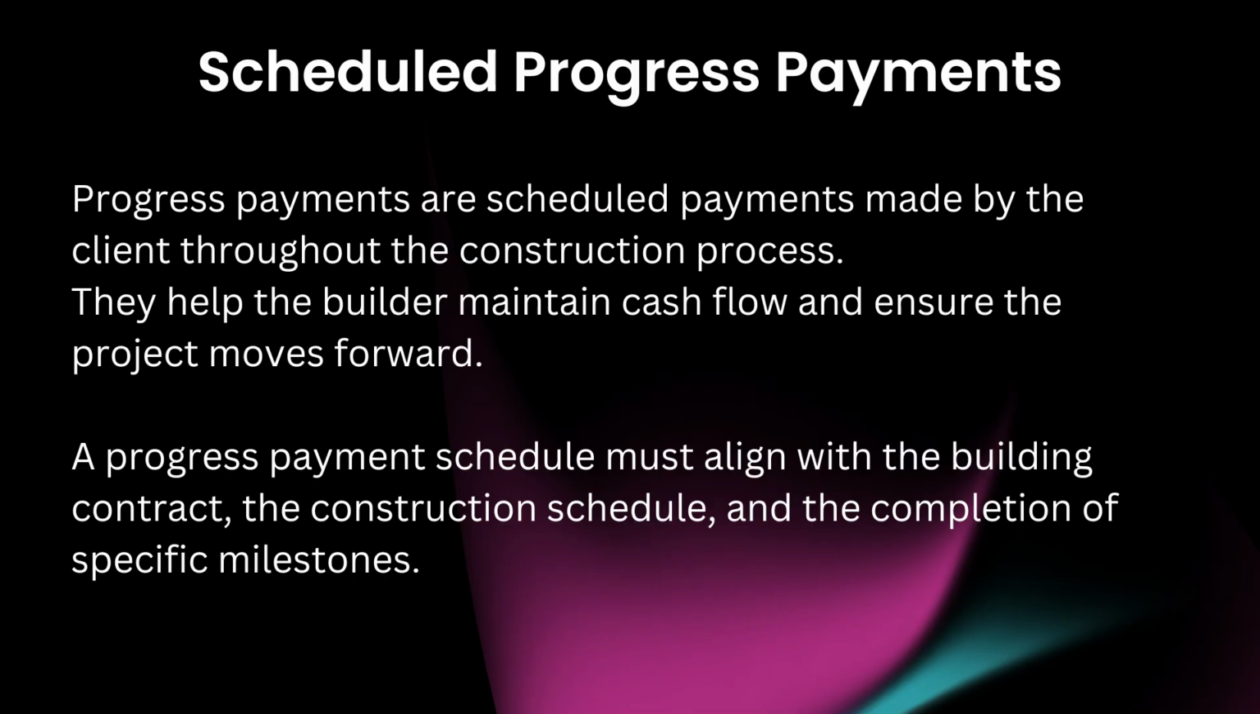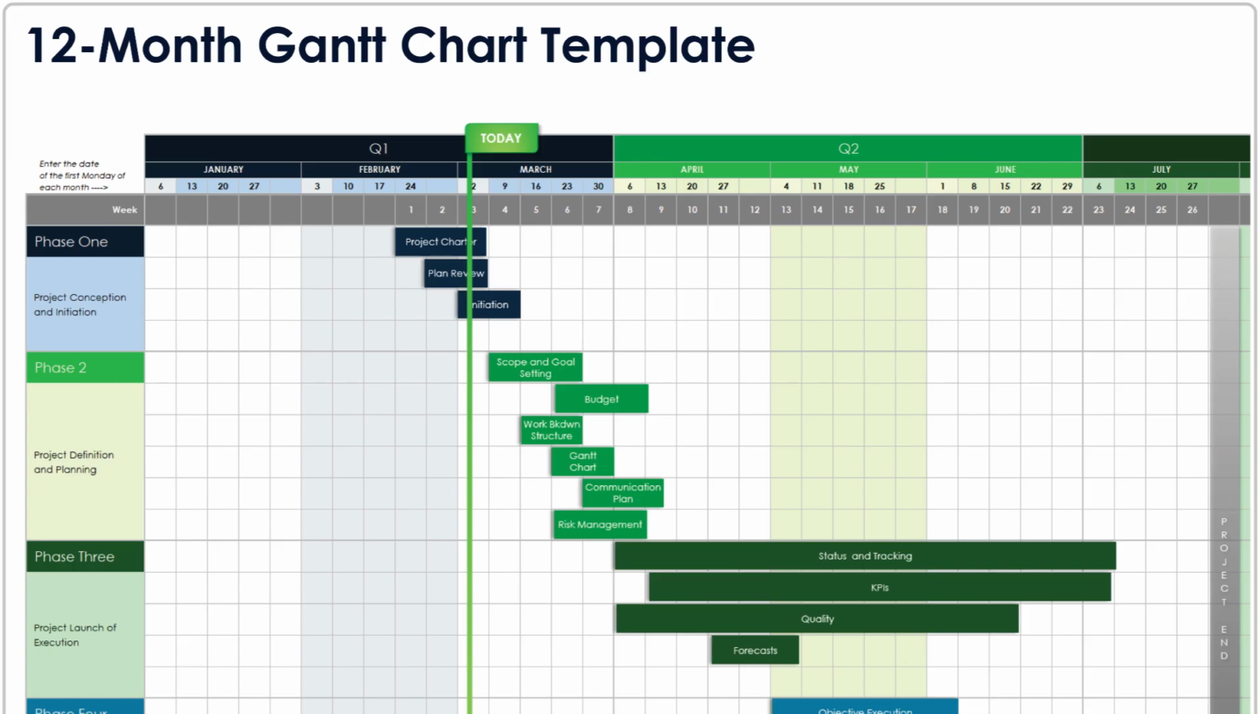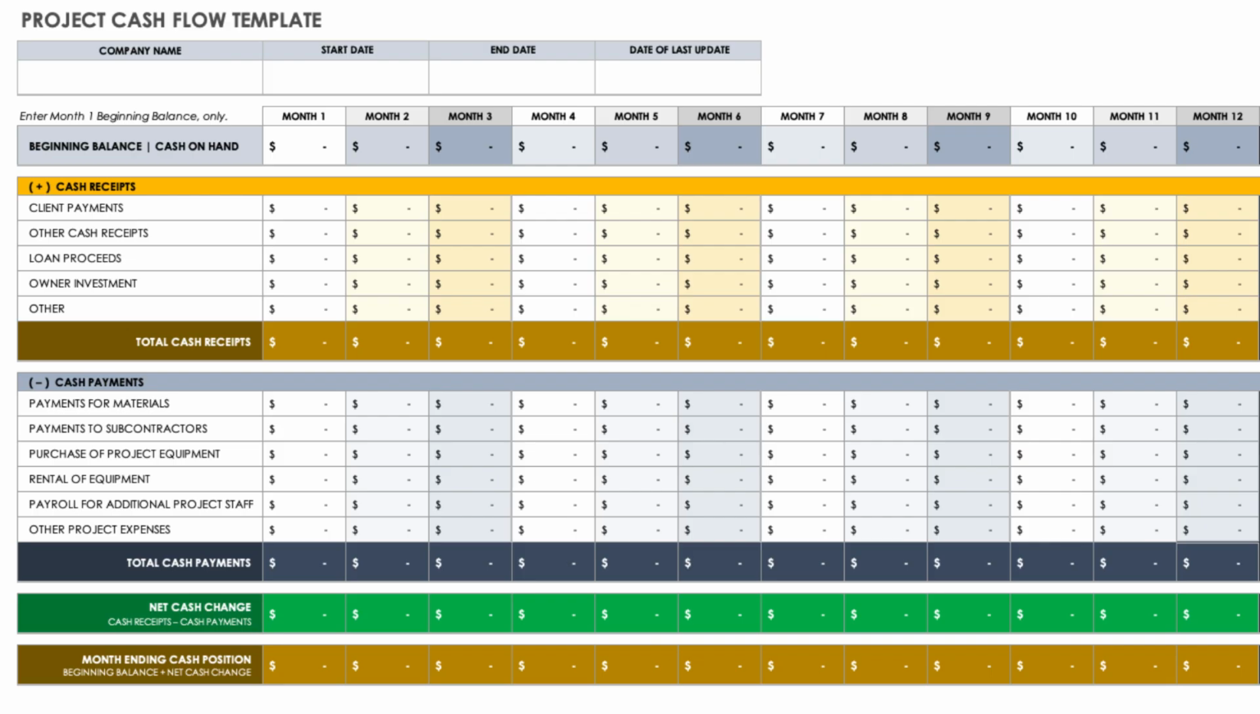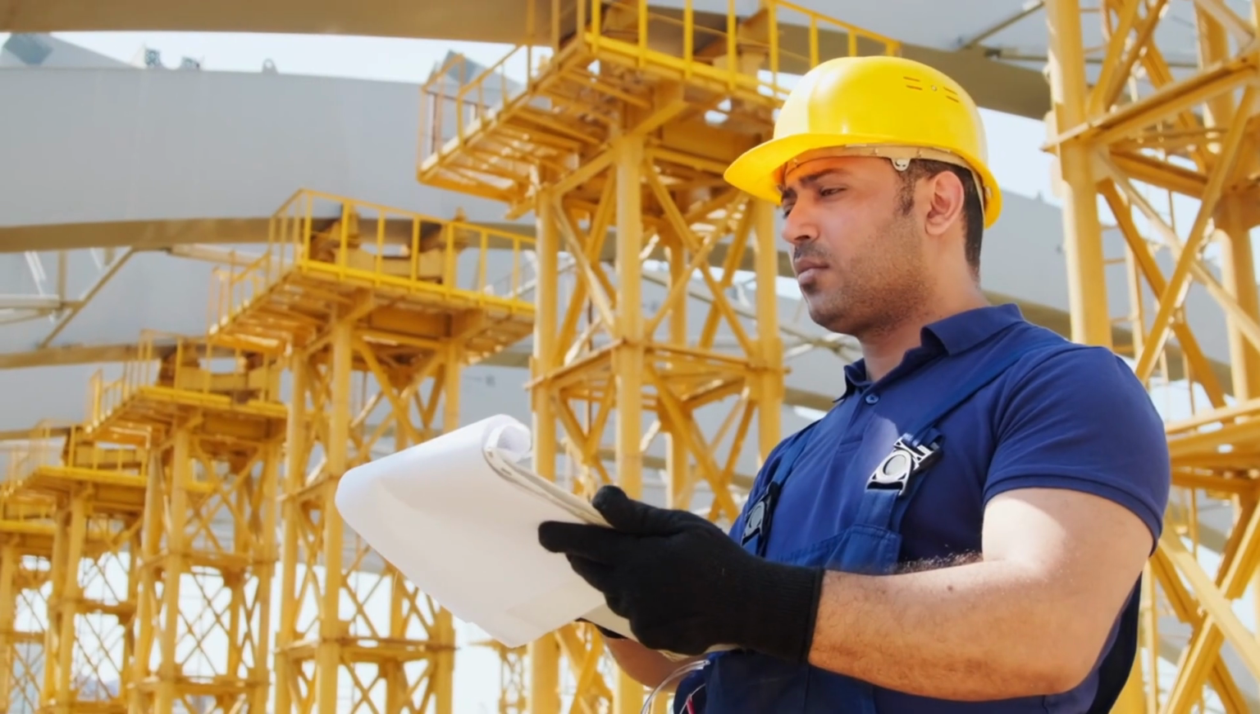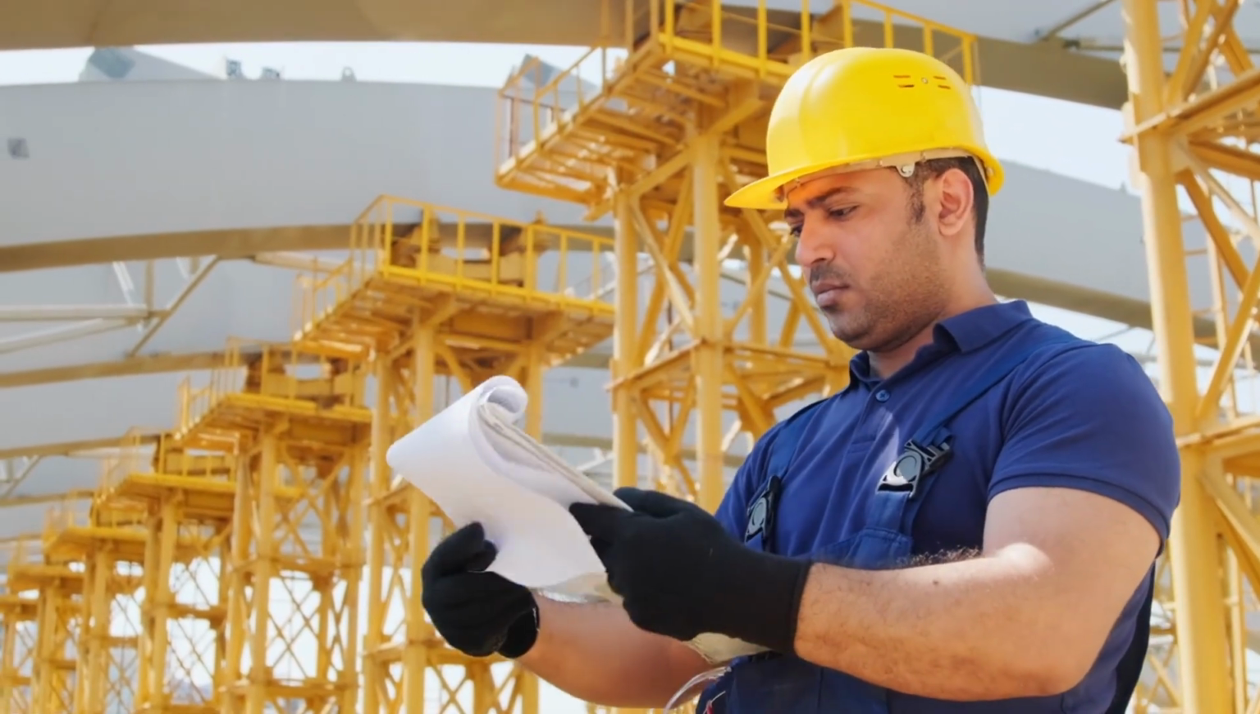Scheduled progress payments. Progress payments are scheduled payments made by the client throughout the construction process. They help the builder maintain cash flow and ensure the project moves forward. A progress payment schedule must align with the building contract, the construction schedule, and the completion of specific milestones. Correct scheduling avoids disputes, delays, and financial pressure. Cash flow must be timed with expected progress payments to ensure the business can pay suppliers, subcontractors, and staff.